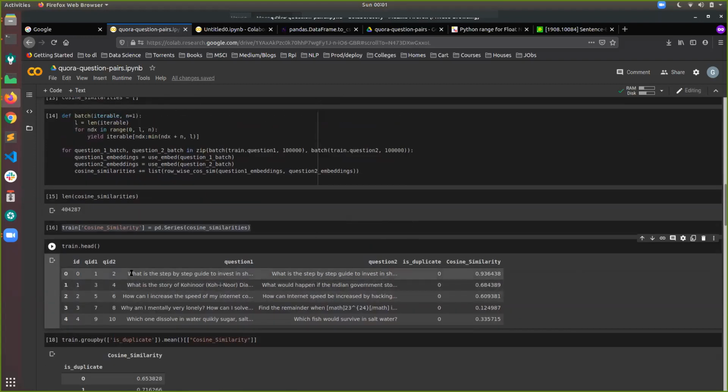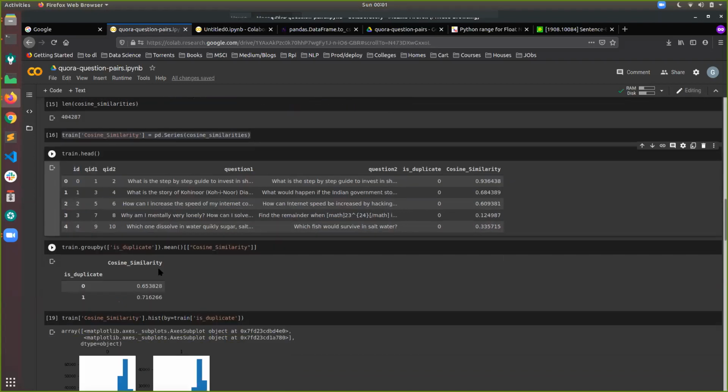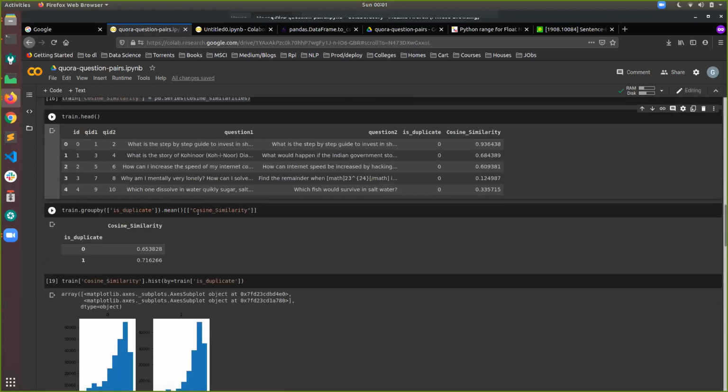So when the sentence is similar, like what is the step by step guide to invest? What is the step by step? It's quite similar. The similarity is 0.93 and so on. I just wanted to see what is the mean cosine similarity. If it is not a duplicate, it's 0.65. If it's a duplicate, the mean cosine similarity is 0.71. Not too significant, but there is a difference.